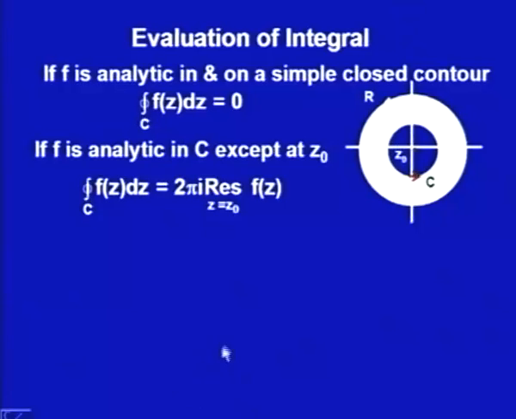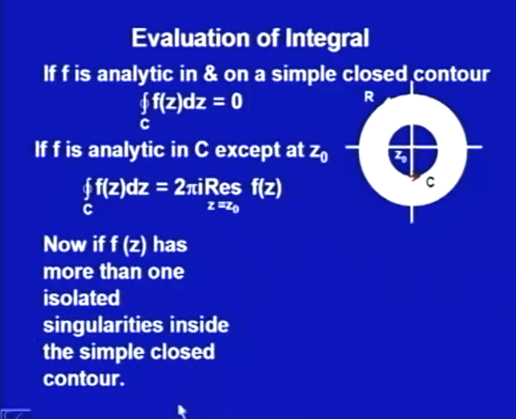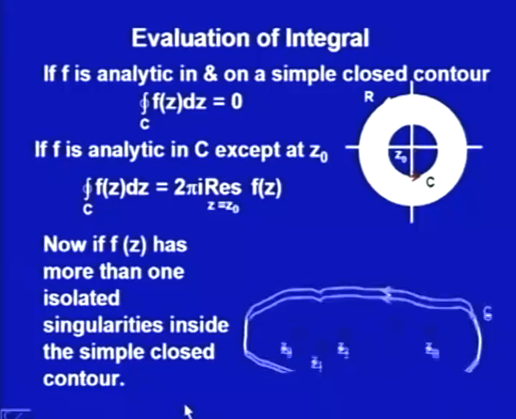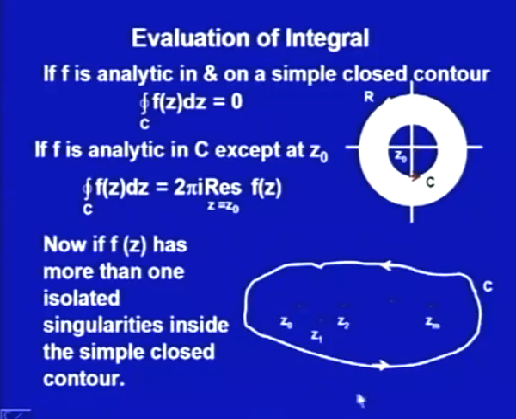Now, suppose with this contour I do have more than one isolated singularity inside a simple closed contour. I have to find the integration along this contour, and inside it the function has isolated singularities at the points z naught, z1, z2, and so on. Then what will happen? Can we still use the residue method? Yes, we can, but that we will do in the next class.